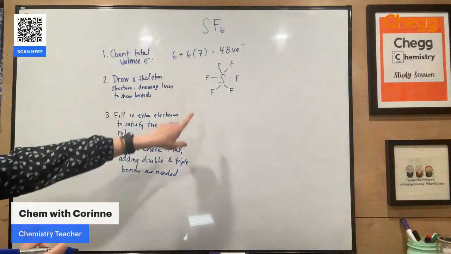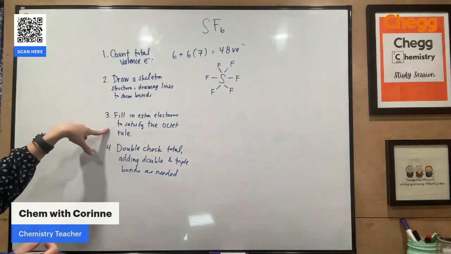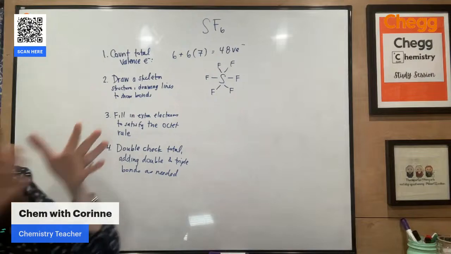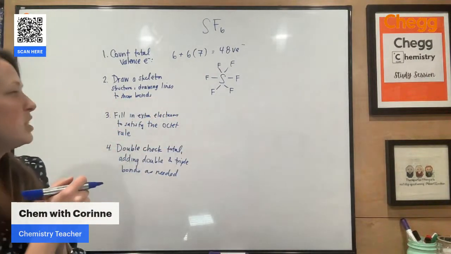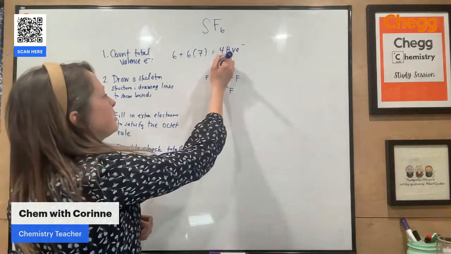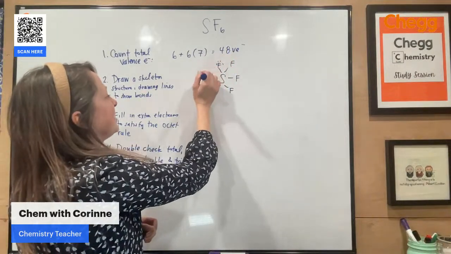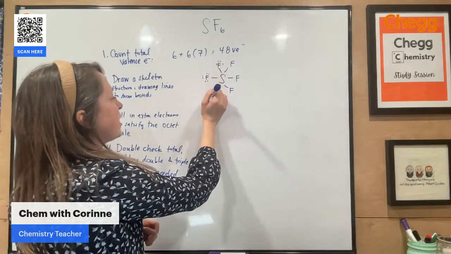All right, so now looking at this, now we're at step 3. We want to fill in extra electrons, typically on those outer atoms, to satisfy the octet rule. So get ready for some arts and crafts here. I'm going to add in 6 electrons around each atom of fluorine.